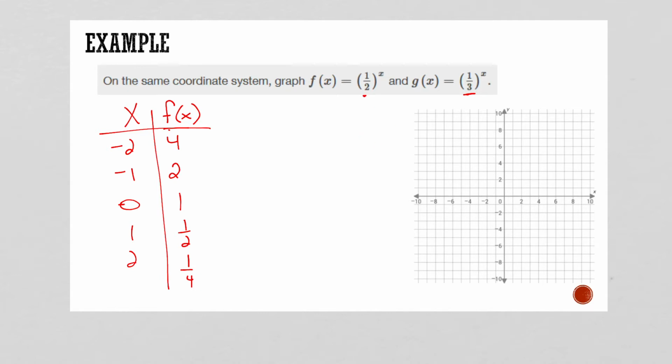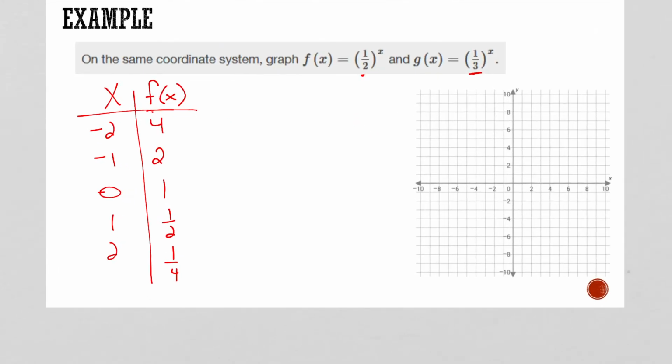Okay. Now, let's graph this. -2, 4. -1, 2. Look at that. Look what's happening on this one. 0, 1. Notice it still goes through 0, 1. 1 and 1/2 is right there. And then 2 and 1/4 is right here.